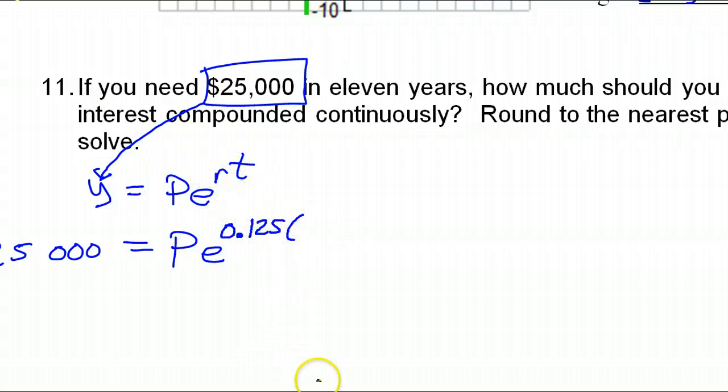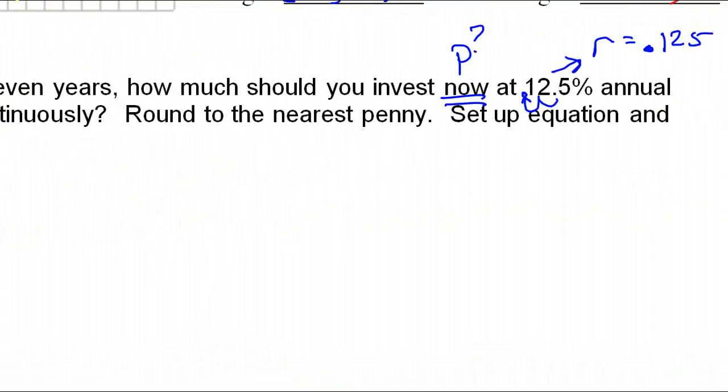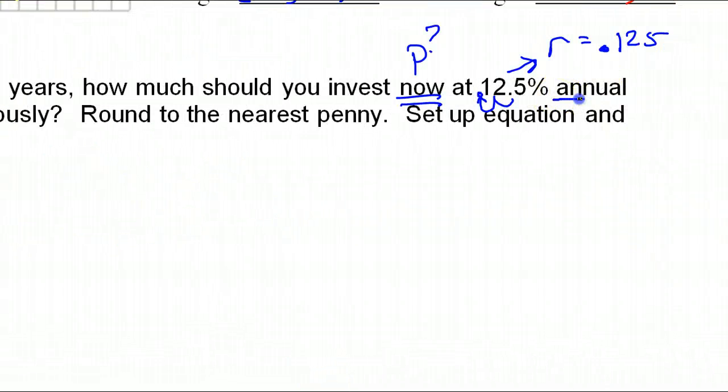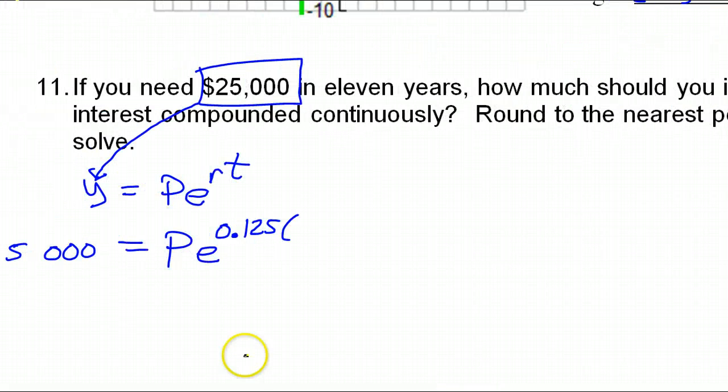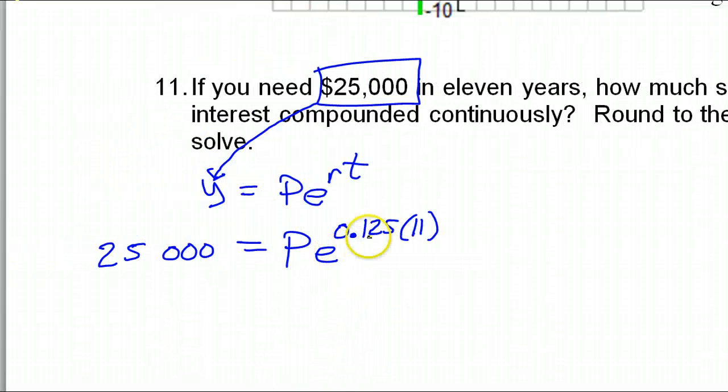Now comes t. t stands for time. And don't say 1 year because it says annual. It's how many years are going to go by. You need $25,000 in 11 years, so that means the t is in fact 11. Now do not try to evaluate this and then divide later. Divide now.